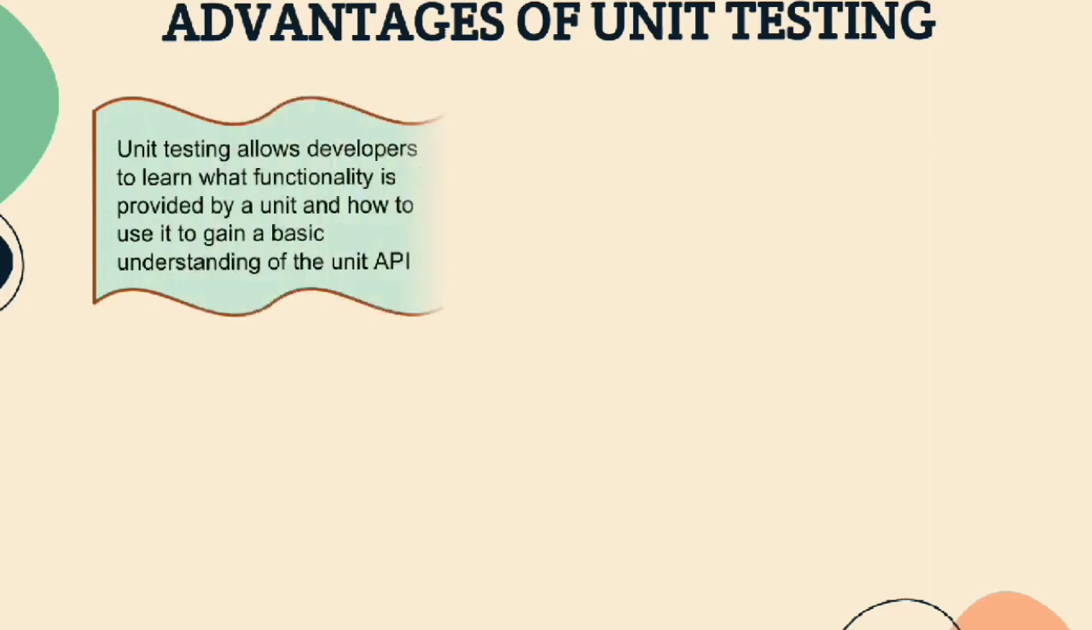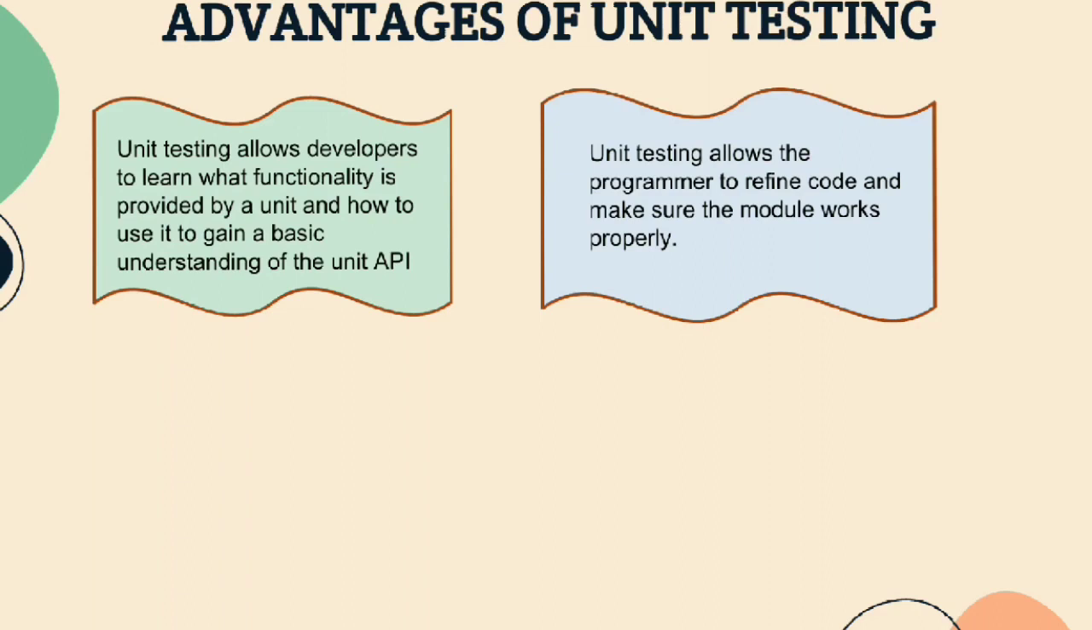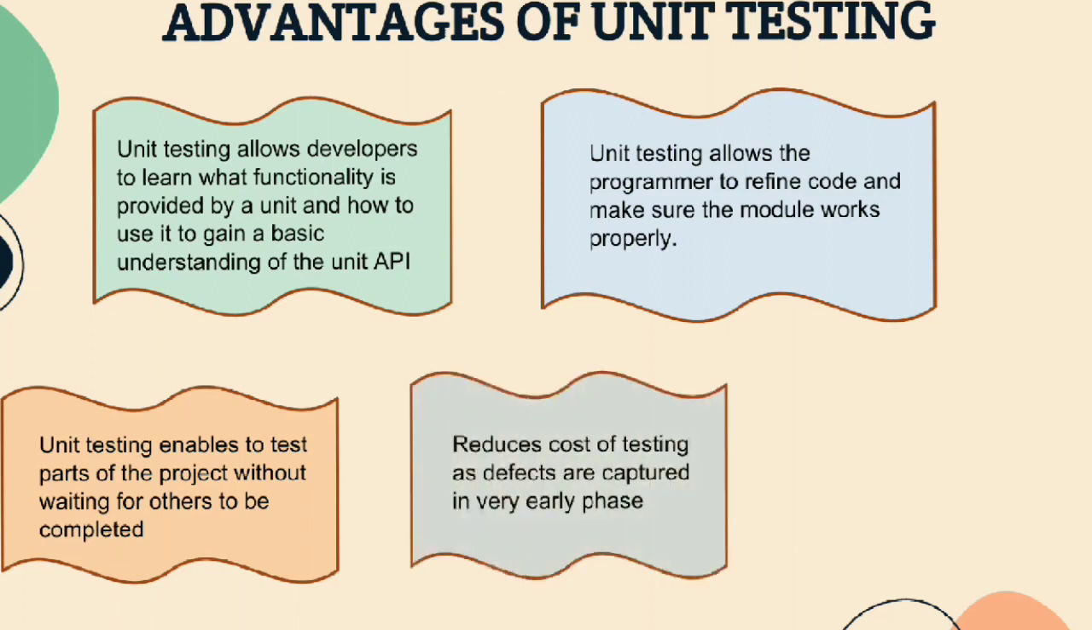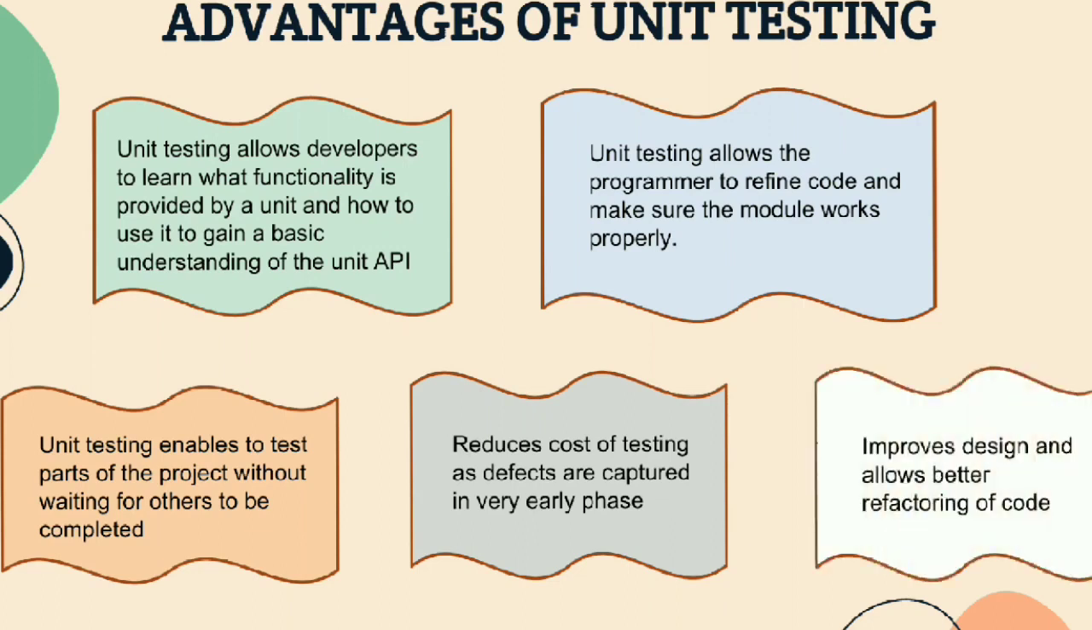Advantages of unit testing. Unit testing allows developers to learn what functionality is provided by a unit and how to use it, to gain a basic understanding of the unit API. Unit testing allows the programmer to refine code and make sure the module works properly. Unit testing enables testing parts of the project without waiting for others to be completed. It reduces cost of testing as defects are captured in a very early phase. It improves design and allows better refactoring of code.